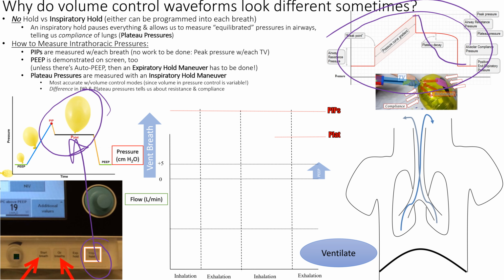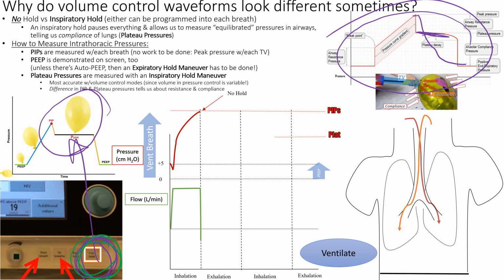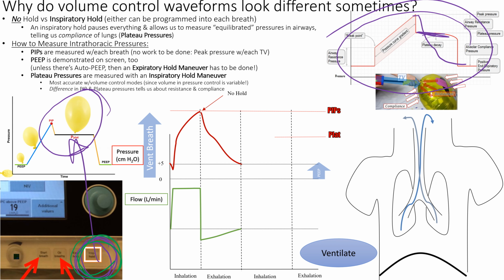This little plateau here is the plateau pressure, right? And to get that plateau pressure, we have to do what's called an inspiratory hold. It's a special maneuver we do to assess the pressures in the lungs. We always get PIPs. We're always going to be able to get a PIP on a patient. So as we deliver 400 cc's, let's say, with no holds, we're going to be able to get a PIP, and it comes back down to normal.